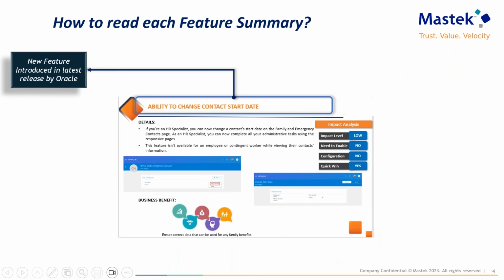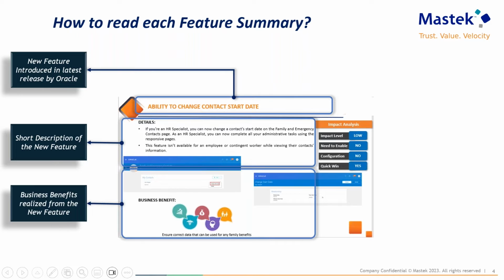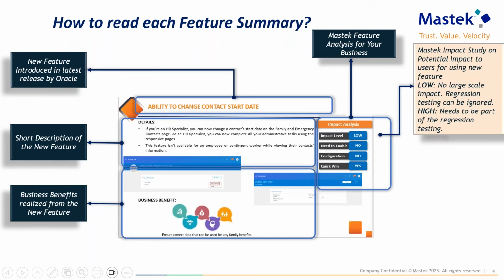This is to give you a glimpse of how we have created the structure of this session. The first thing you see is the list of new features coming in 24B, with details on the new features, so you get a brief understanding of what they are about. Next are the business benefits and important takeaways for you as a decision maker. There are 4 components where we have done in-depth analysis for the features we are going to present to you today. The first one is impact level analysis, which demonstrates the impact on the end user. If it's low impact, then regression testing can be avoided. If it's high impact, we need to offer regression testing.